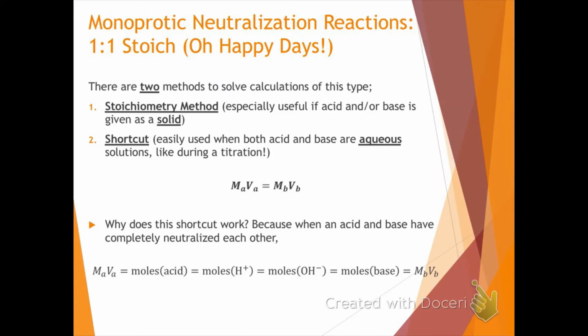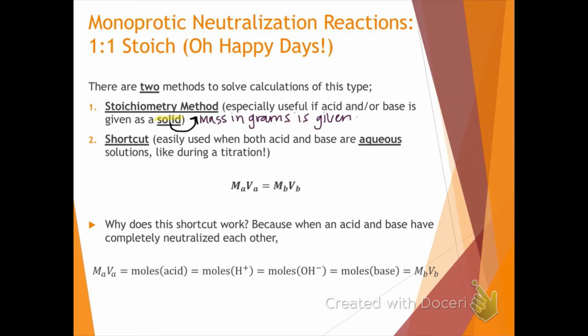There's the stoichiometry method. In the stoichiometry method, we're just doing normal stoich. We get to moles, we use our mole-to-mole ratio from the balanced chemical equation, then we get to whatever else the problem asks for. This is going to be easiest, especially if our acid or base is given as a solid, meaning that the mass is given to us in grams. The second way is our shortcut way.